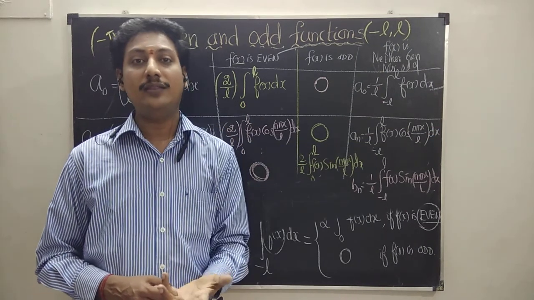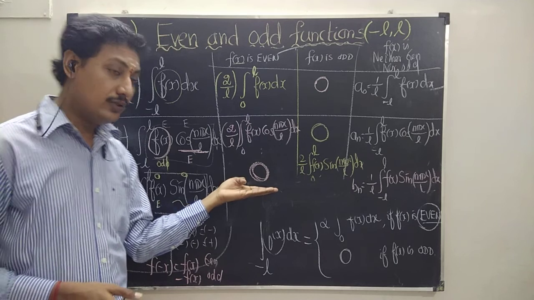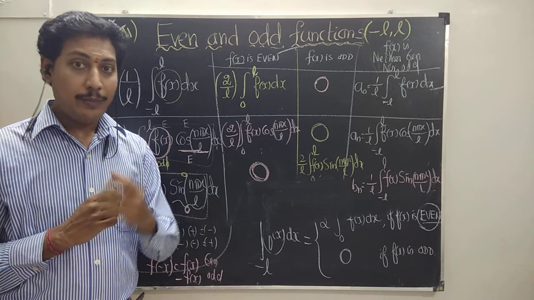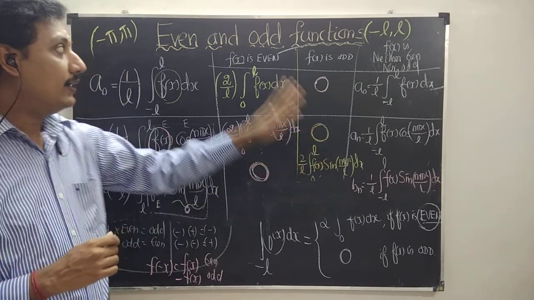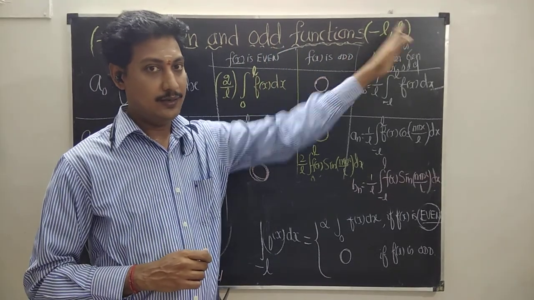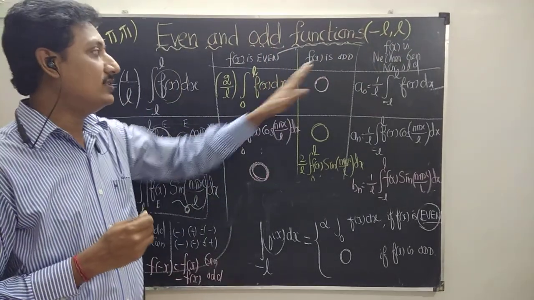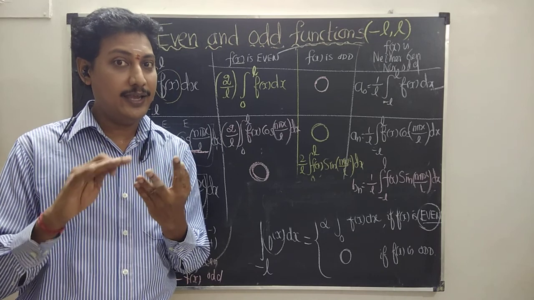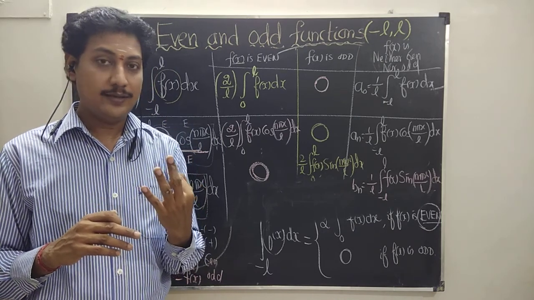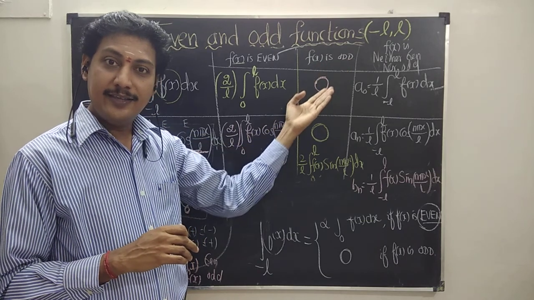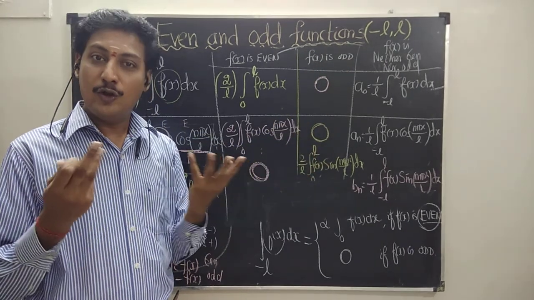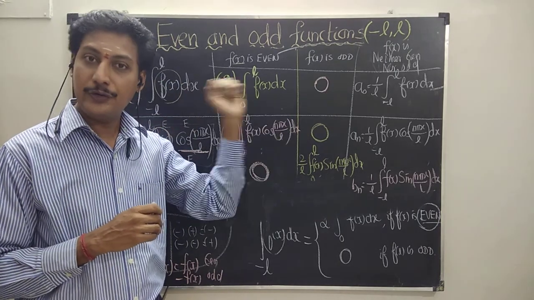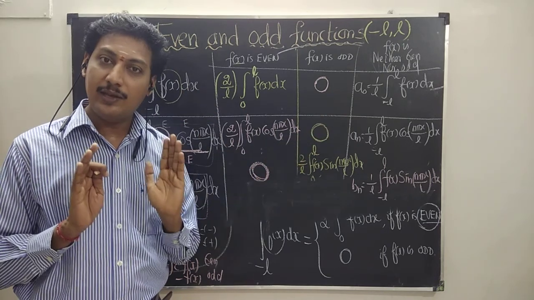Once you find the function is even, no need to find out the Bn value. You can directly write Bn equal to 0. But this is possible only when the function is defined in minus pi comma pi or minus L comma L. Got it? Suppose my function is odd. Our ultimate aim is to get the three constants a0, an, bn. Suppose my function is odd, a0 value is 0, an value is 0. So no need to find those values unnecessarily. Directly write a0 is 0, an is 0, and find the bn value alone.